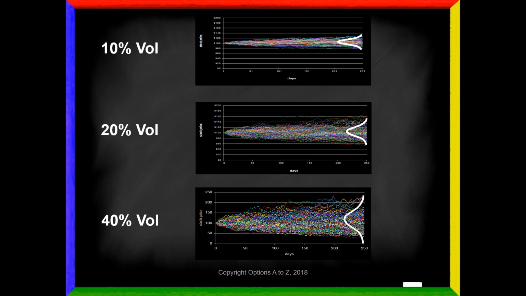The 20% graph, we start to see a little shorter curve, but we start to get a little wider variation, a wider standard deviation because of the higher volatility. And then finally at 40%, look how short and wide that curve is. It's showing there's a lot of potential prices that could occur over the year.